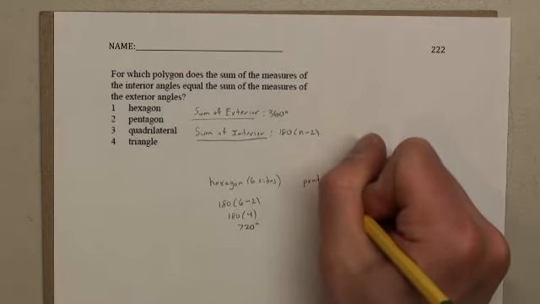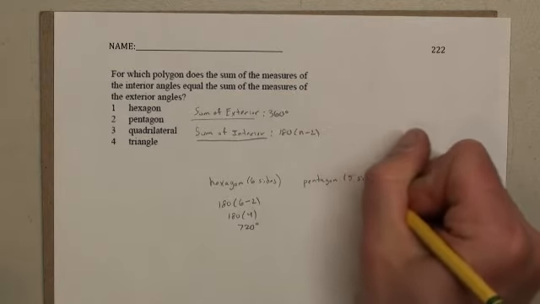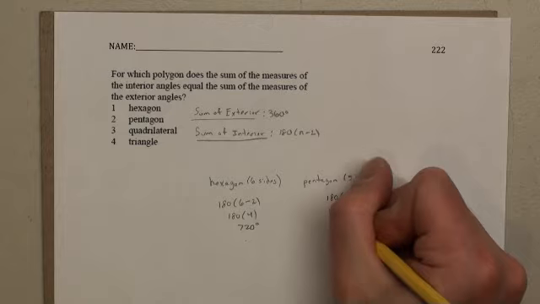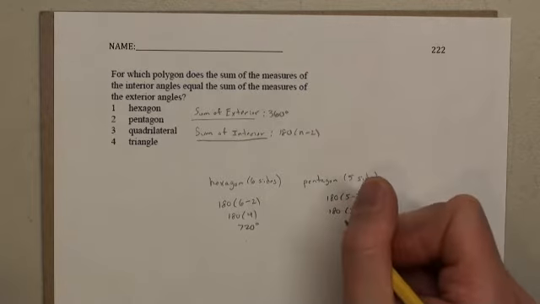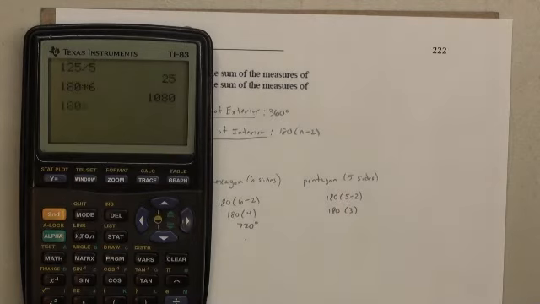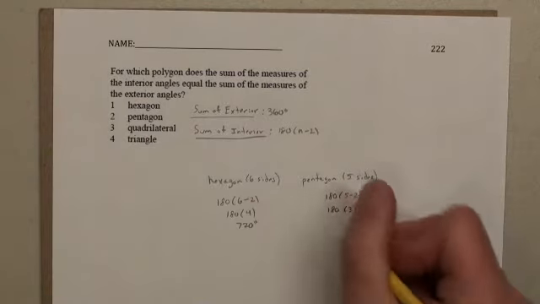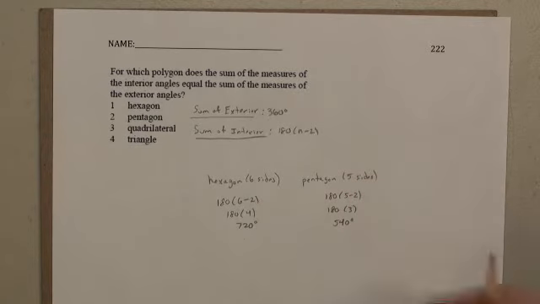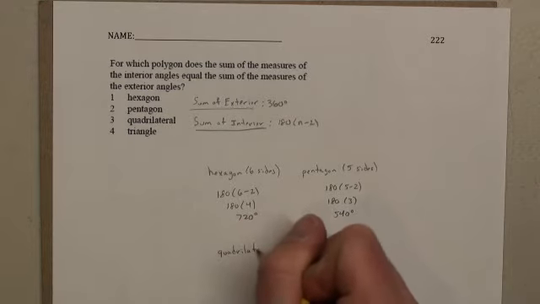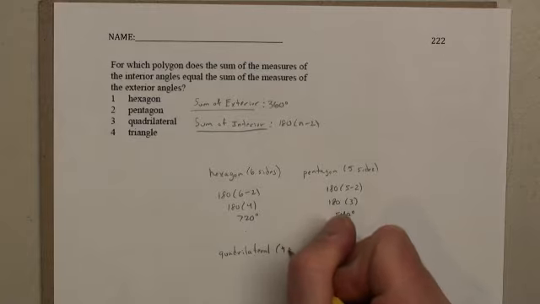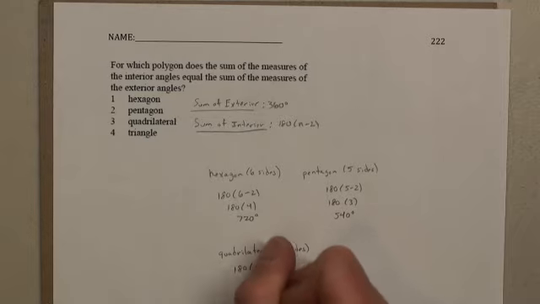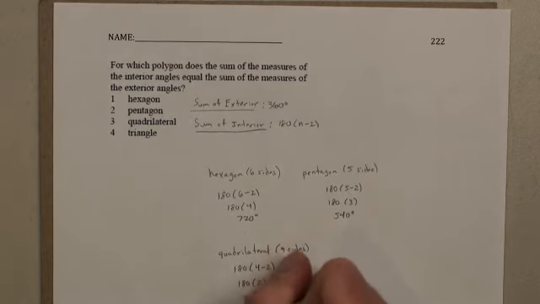Then we have pentagon, which has 5 sides. So 180 times 5 minus 2 is 180 times 3, and that is going to be 540 degrees. Then we have quadrilateral, which is 4 sides. So 180 times 4 minus 2 is 180 times 2, which is 360.